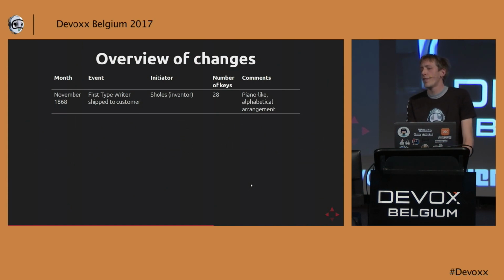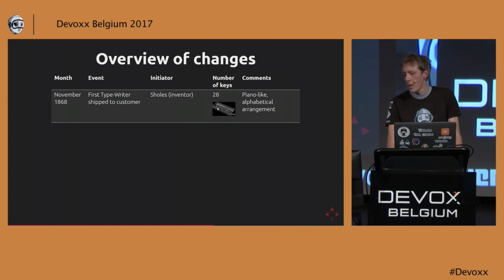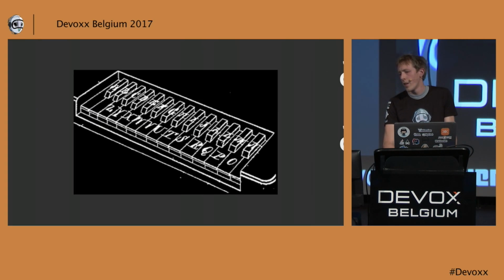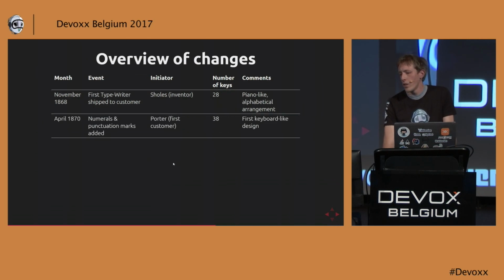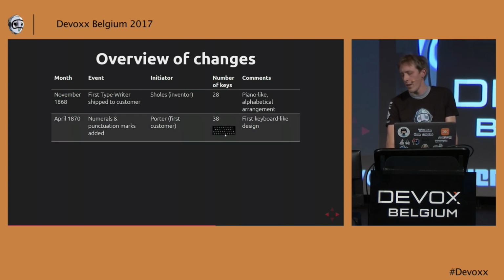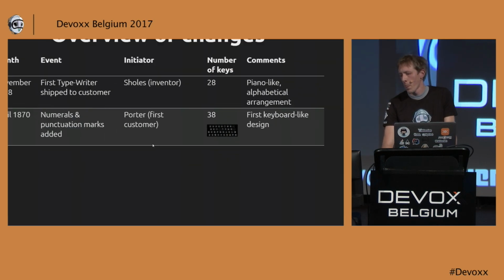I've made an overview of all the changes that were made to Qwerty. So in November 1868, the first typewriter existed, and Mr. Scholz was the inventor of this one, and it actually looked like this. So this is the piano arrangement that we saw earlier. After that, in 1870, Mr. Porter, the first customer, asked for numerals and punctuation marks. So there were 10 keys added, and by this time it looked somewhat like this. So still some alphabetical order, but there are numerals and also punctuation marks.